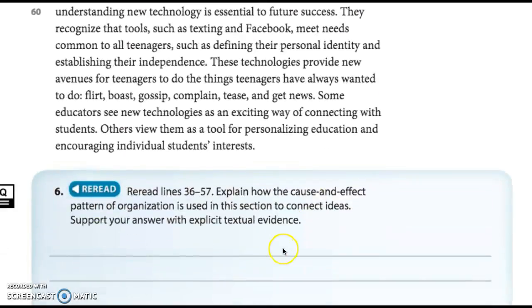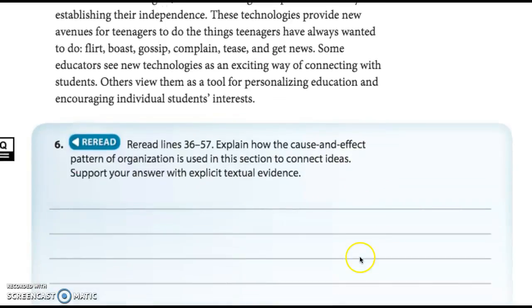So as you look through this on your own, and this paragraph as well, I want you to come up with how the author uses the cause and effect pattern of organization. And I want you to actually cite textual evidence or quote one sentence the author uses where it says, hey, this leads to this. All right, so this should take you a few minutes to go ahead and finish number 6. Once you're done with that, come back to the video.